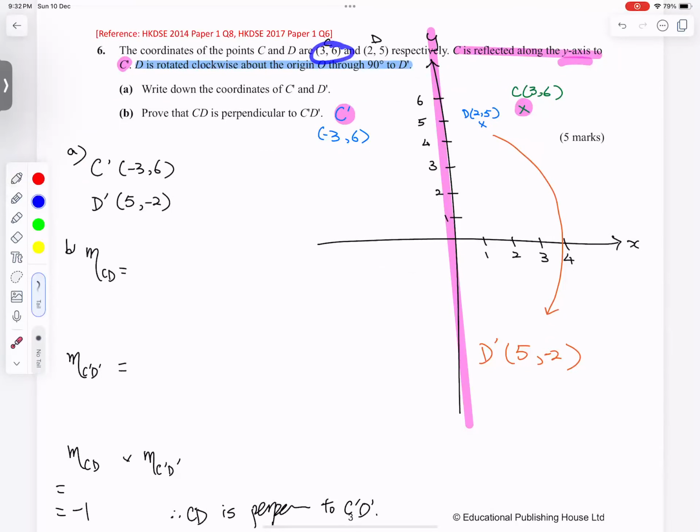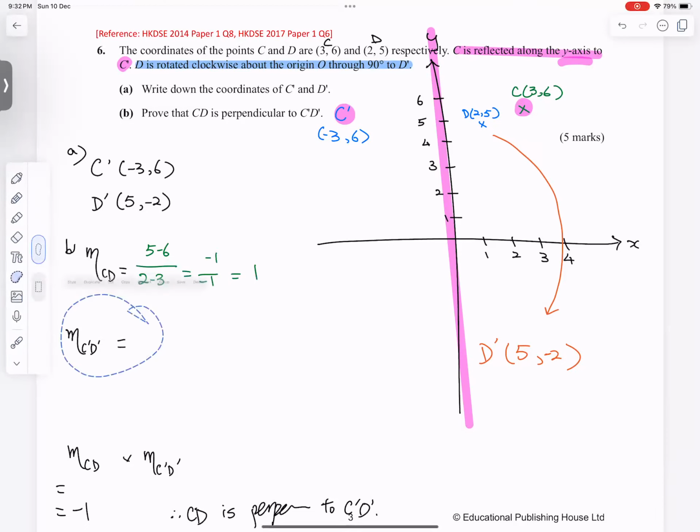Original C and original D is here. So their slope, the y's minus the y's over the x minus the x. And then the new CD, the y's minus the y's over the x minus the x.